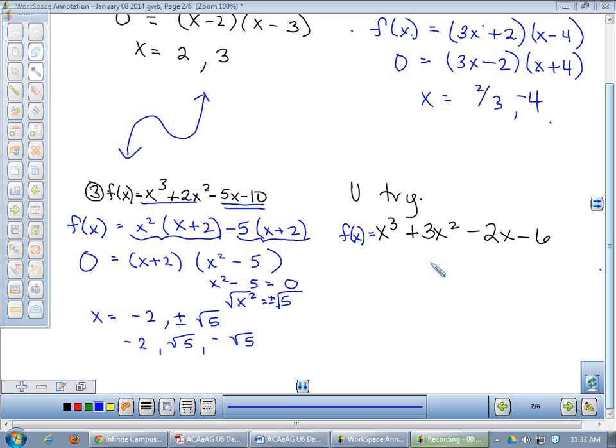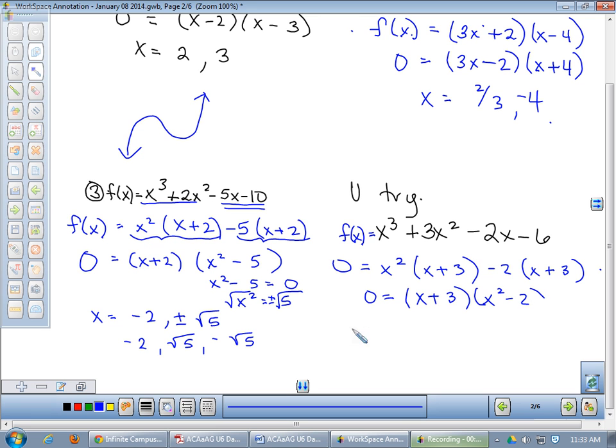Alright. Were you able to do this successfully? Okay. So you took out the x squared and you're left with x plus 3. So you took out a negative 2 and you're left with x plus 3. So if we want to know where this function equals 0, we get that x could be 3 or positive square root of 2 or negative square root of 2.